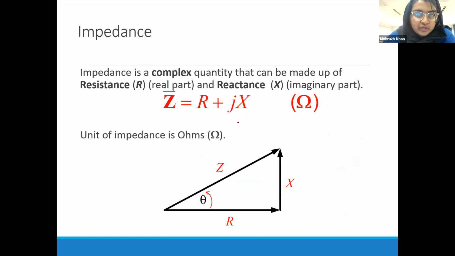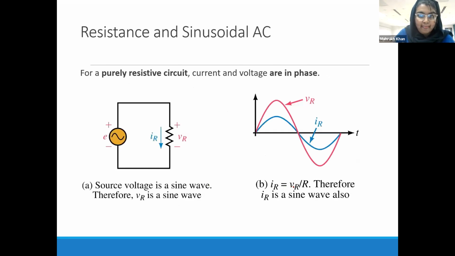I already told you that it's R plus jX, where R is the real part, which is the part of the resistance, and X is the imaginary part. But what represents X? What devices are there that can represent X? That we need to know.